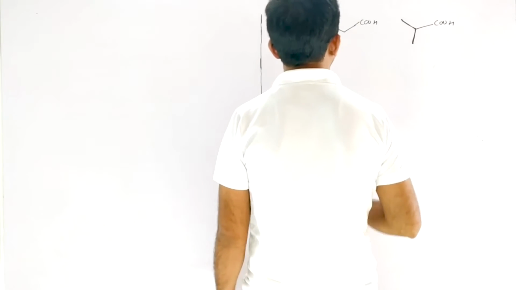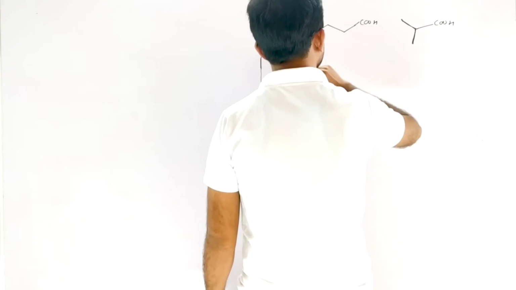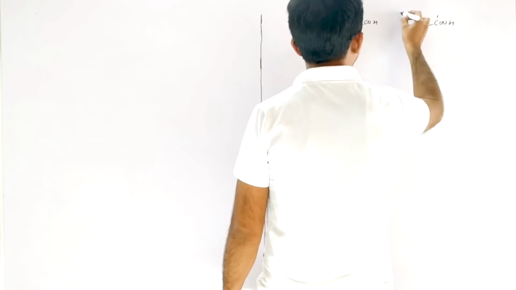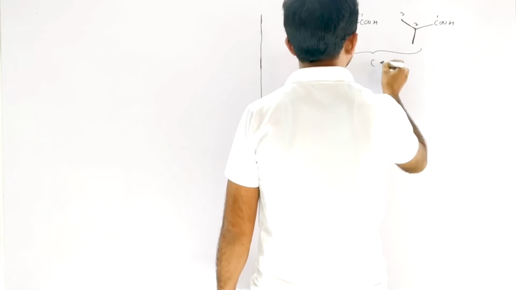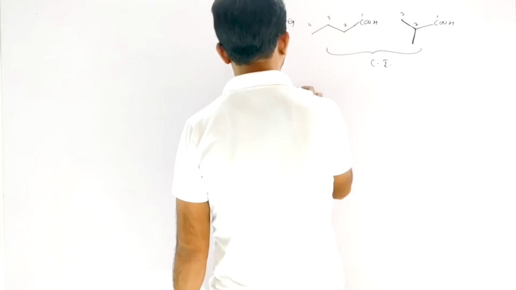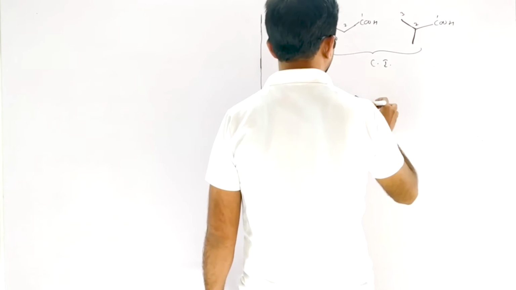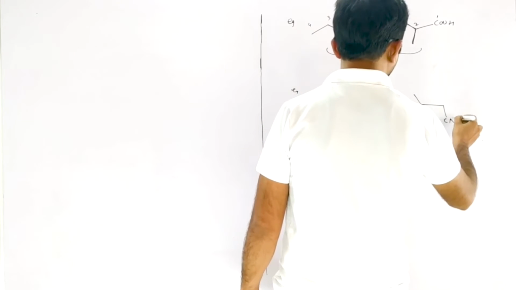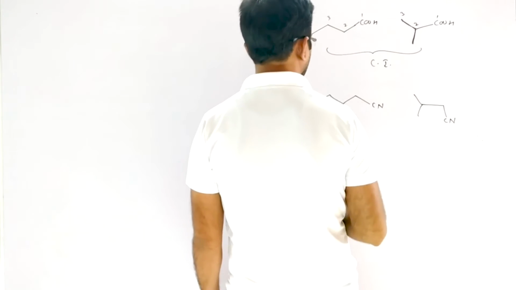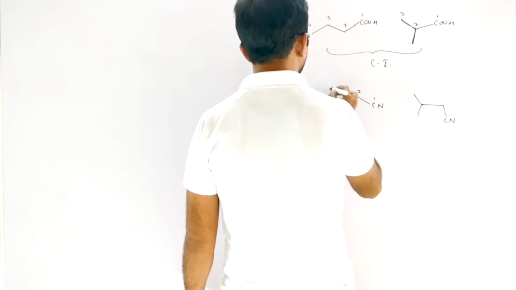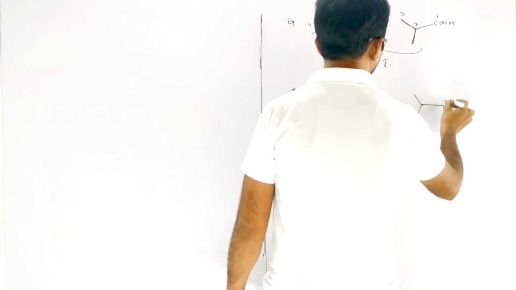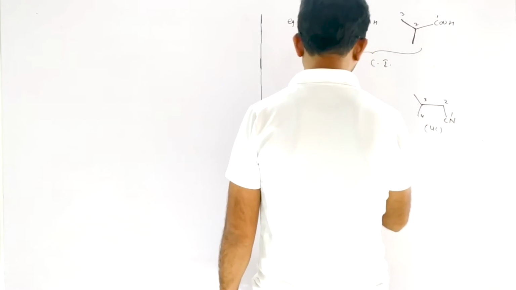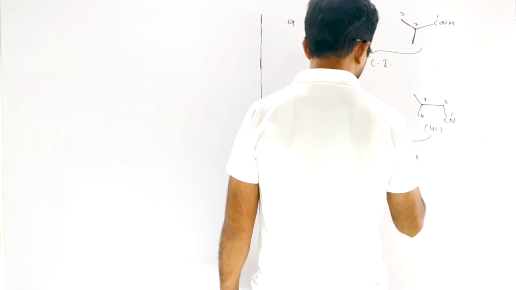Now in this compound we have the relationship 1, 2, 3, 4 and 1, 2, 3. So these are chain isomers. Now in this compound 1, 2, 3, 4, 5 and 1, 2, 3, 4. This one has 5 carbons and this one has 4 carbons. So these are chain isomers.